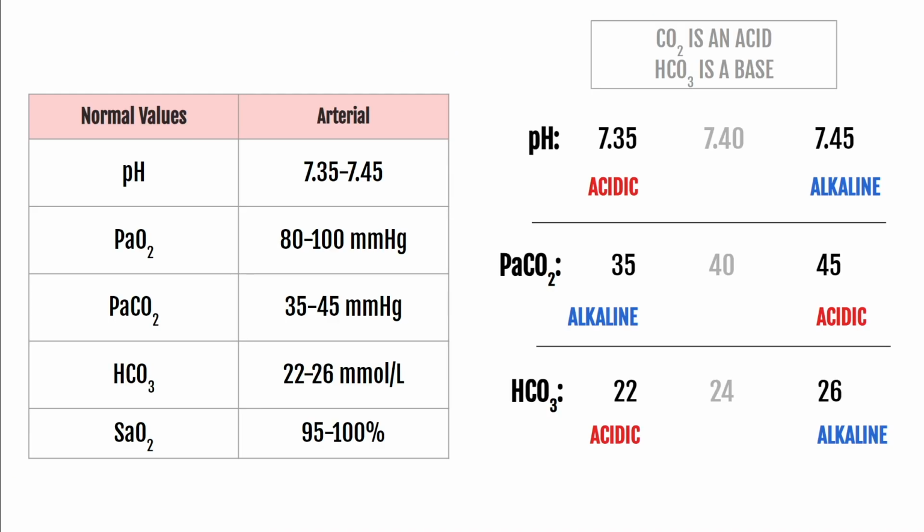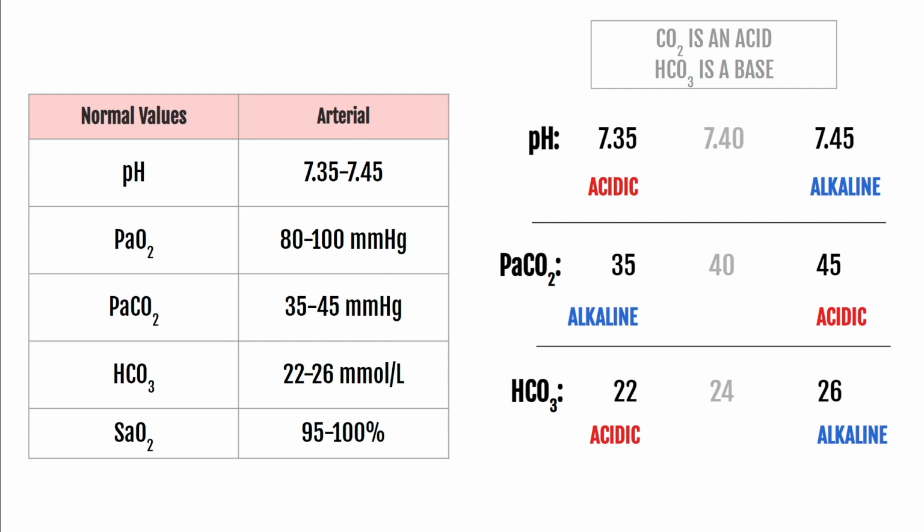So let's quickly review normal values and which values are considered acidic and which are alkaline. And if you don't have these memorized right now, you have to. Right now, we're going to focus on only 3 of these on the left-hand side: our pH, our PaCO2, and our HCO3, otherwise known as bicarb. Those are the values we'll be looking at when we interpret our ABGs. A normal pH is 7.35 to 7.45, and a pH is considered acidic when it's less than 7.35, and it's considered alkaline when it's greater than 7.45.